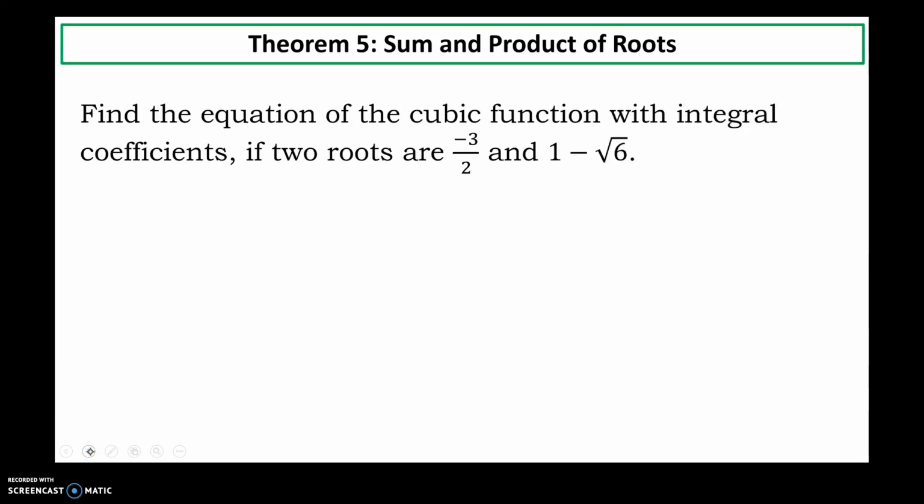Okay, last example for the video. Find the equation of the cubic function, integral coefficients, if 2 roots are given. All right, so I have, if my root is negative 3 over 2, my factor would be 2x plus 3. If 1 minus square root of 6 is a root, then this is an irrational root. So 1 plus the square root of 6 has to be a root as well.